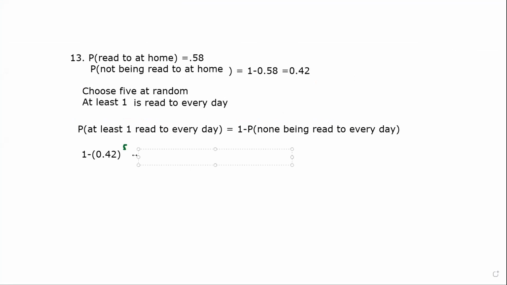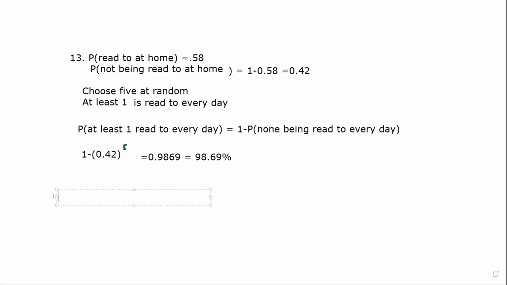This is 0.9869. So, and that's equal to 98.69%. Okay, so now number 14.